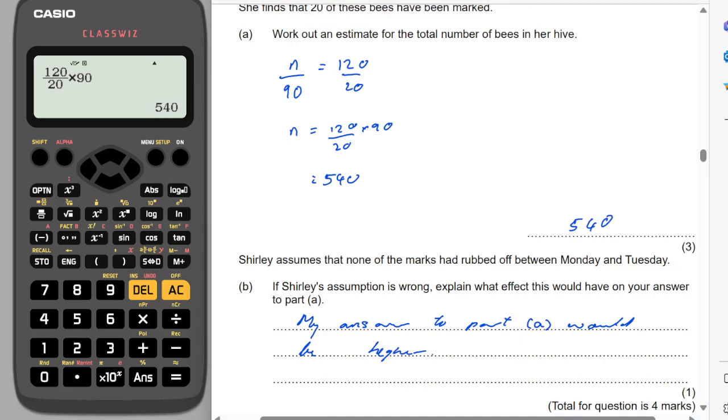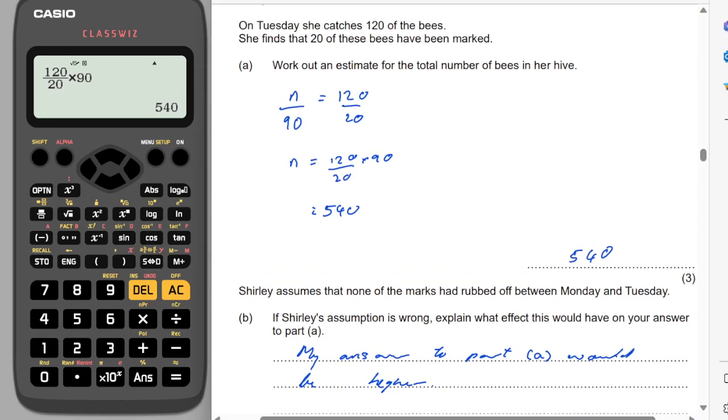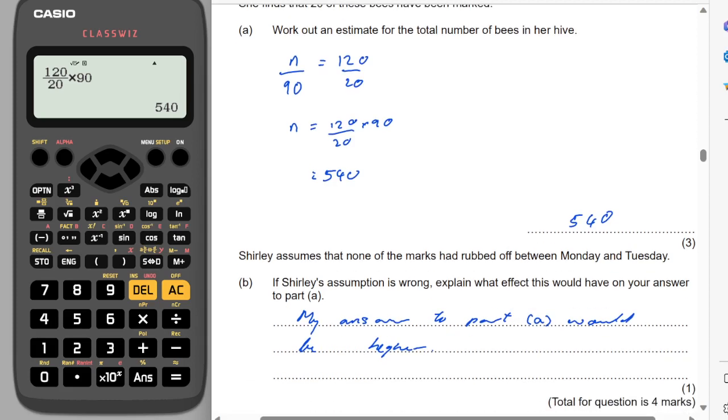And I've actually gone the wrong way on this. So if I think about it again, so let's say 10 of them had rubbed off, because it doesn't really matter. So I'd be dividing by 10 this time. So 120 divided by 10. No, sorry, if some of them... Right, so we're assuming that we still caught 20 with marks on, but there would have been more. Some of the ones that we caught, I've got this the wrong way around, so my answer would actually be smaller.